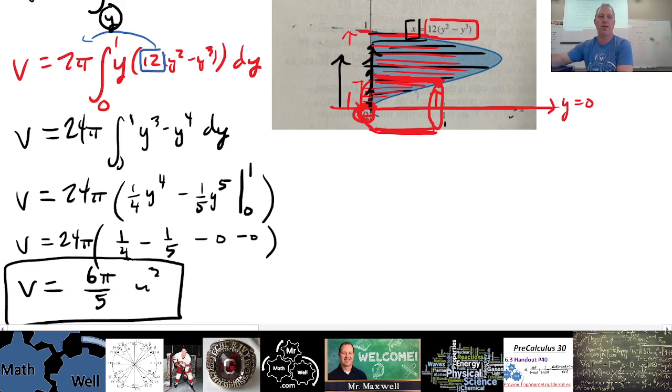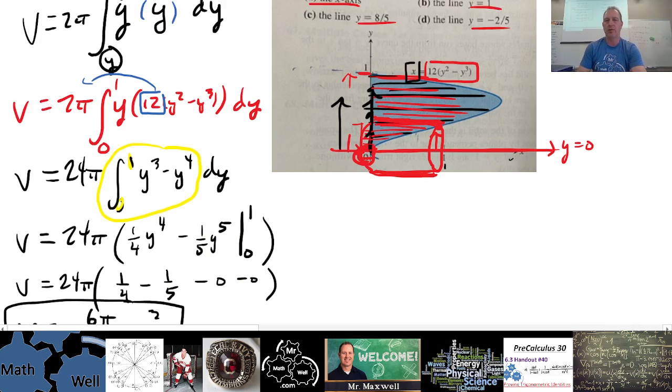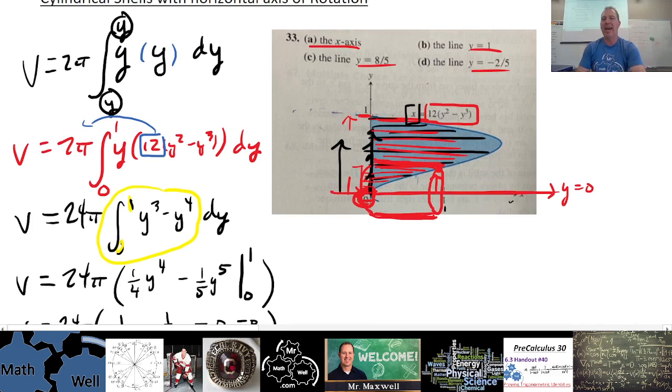All right, I hope you had a chance to try that out. By hand, again, you take the integral, and we just add 1 to the exponent. So that's going to be a 4, and then you divide by 4. That's 1/4 y to the 4th as the antiderivative of this term, minus the antiderivative of this term, which is 1/5 y to the 5th. You evaluate that from 0 to 1. And so we get 1/4 minus 1/5 minus 0 minus 0. You simplify that, and you should get 6 pi over 5. And if you put units cubed, that's fine. You don't have to. So that would be the answer to A.